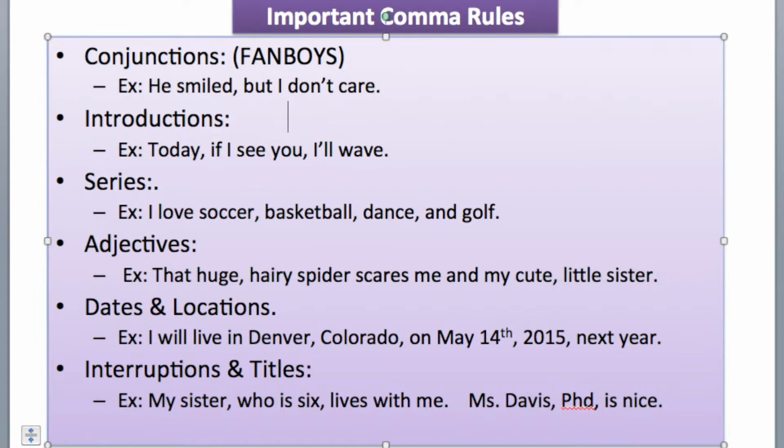The same rule applies when I add a title or an appositive to the sentence. I need to have the commas around that interruption. The comma rules are the most complex because there are so many rules for commas. When you look at a sentence and the only difference is where the commas are placed, you have to go through and think, okay, do I have an interruption here? Do I have an extra adjective here?